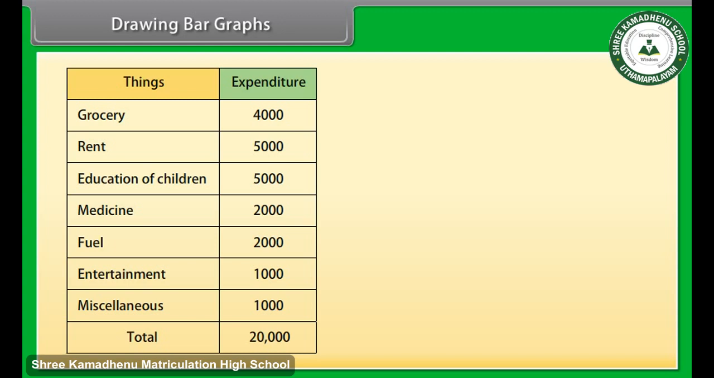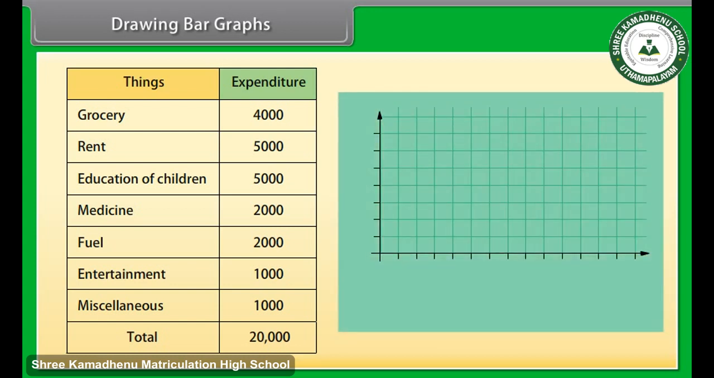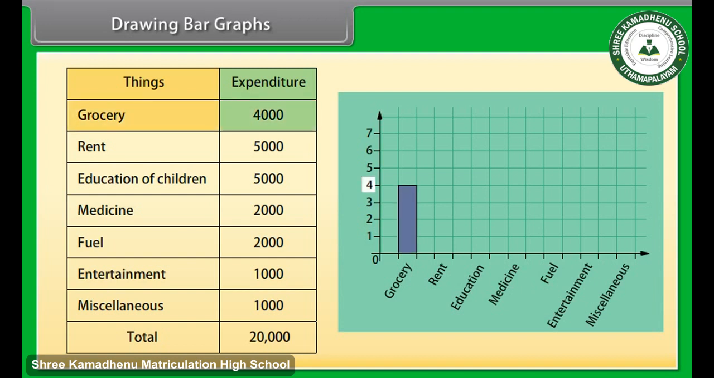Drawing bar graphs. Now we will learn how to draw the bar graph. Look at this table. This shows the data of the expenditure of a family with a monthly income of 20,000. Let us draw a bar graph of this data. For making the bar graph, we use the things given on the horizontal axis and expenditure on the vertical axis. Mark the things and the expenditure on both the axes. Here 1 means 1,000, 2 means 2,000. Now to represent our first thing, that is grocery, we have to make a bar of unit 4. Similarly, other things are represented, leaving a gap of 1 unit in between 2 consecutive bars.